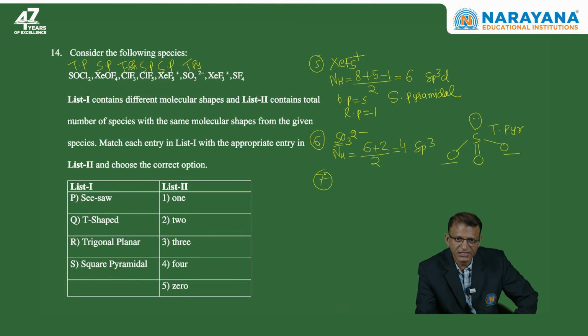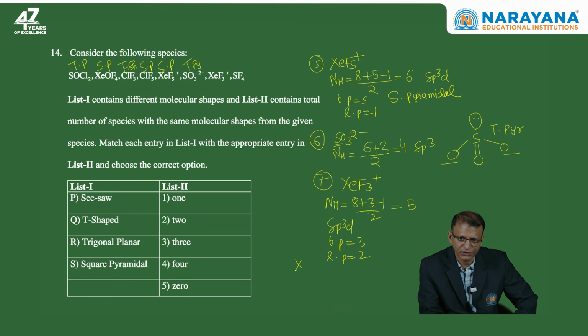Then the seventh example is XeF3 plus. So the number of hybrid orbitals is equal to 8 plus 3 minus 1 divided by 2, which is equal to 5. So hybridization will be sp3d. The surrounding atoms or bond pairs is equal to 3. So the lone pair is equal to 2. And if we try to put the lone pairs on the central atom, we put them in equatorial position. So again, this molecule should have T shape, right? So this ion should have T shape.